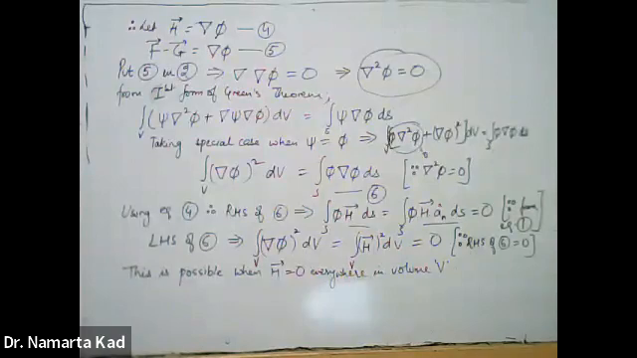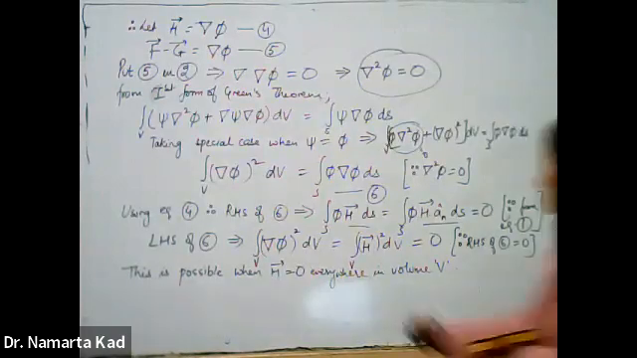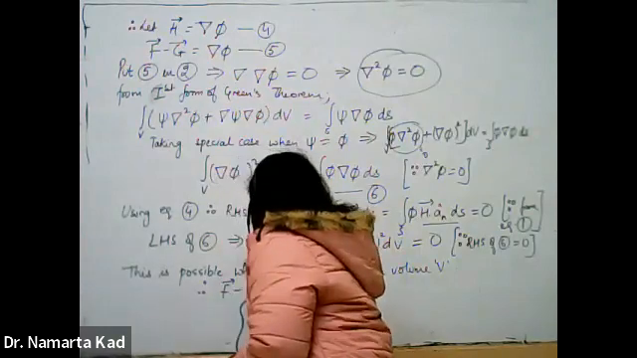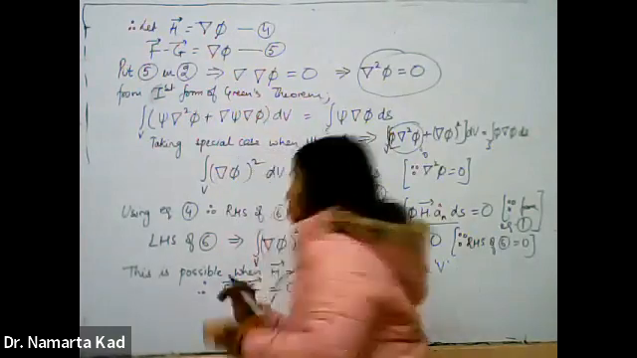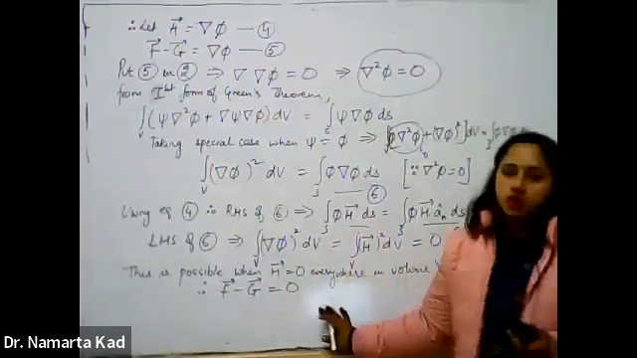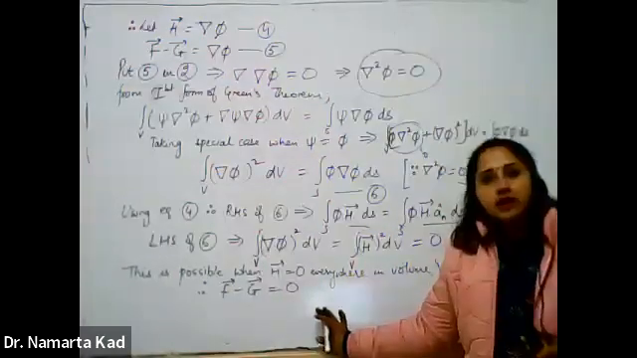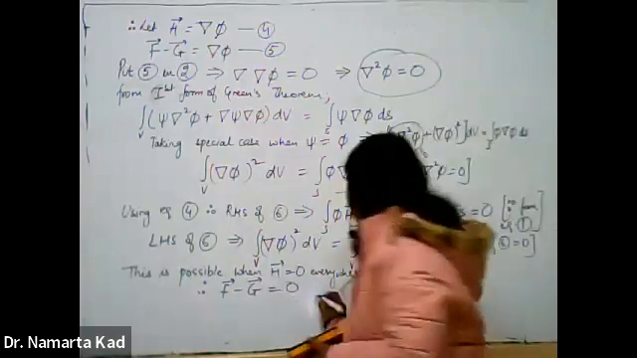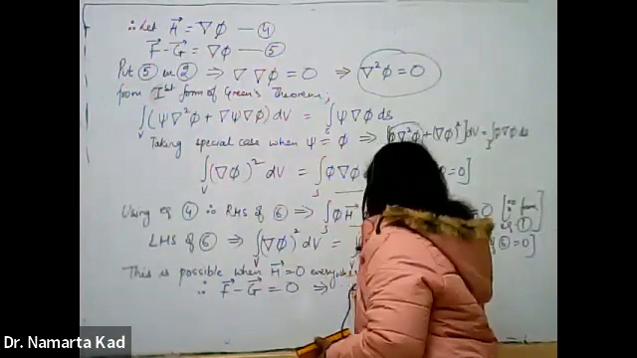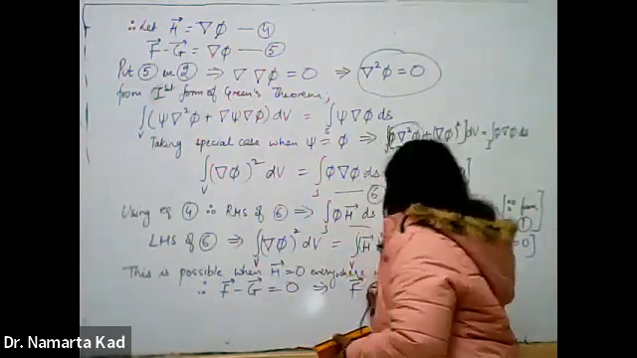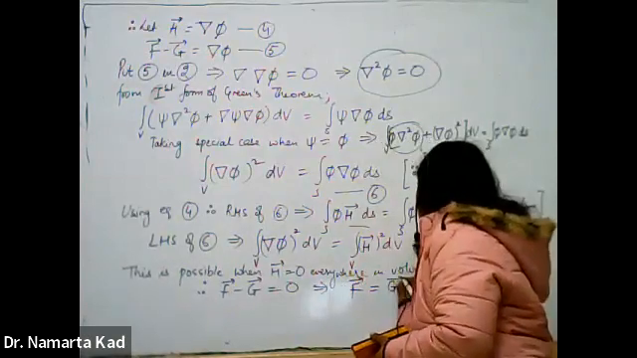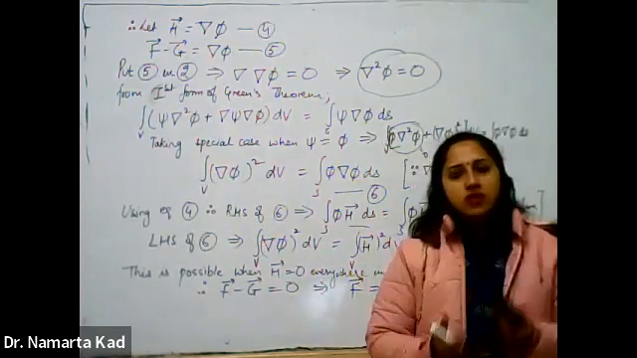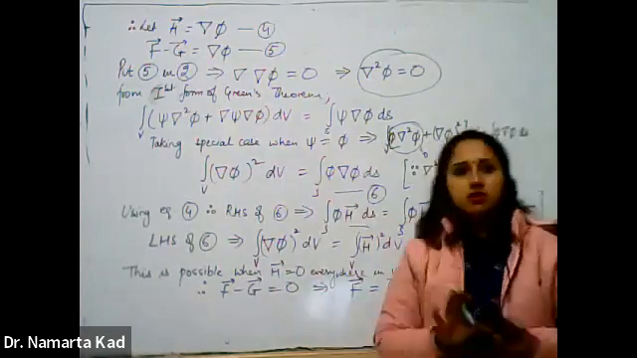So if h vector is equal to 0, therefore f minus g vector is equal to 0 everywhere in the volume V. And if f minus g vector is equal to 0 everywhere in the volume V, this can further be written as f vector is equal to g vector. So what do we observe from all this study?